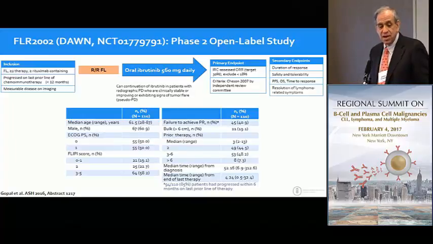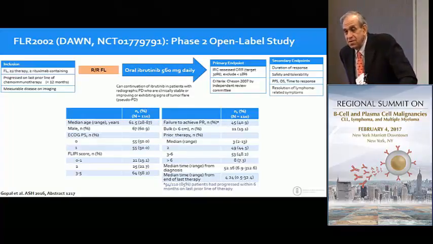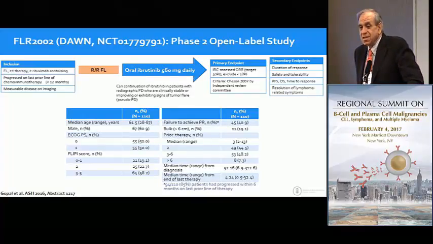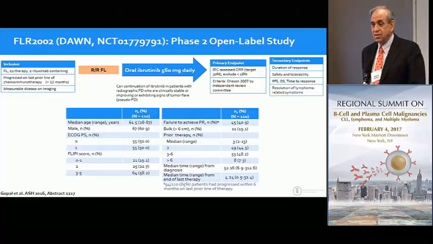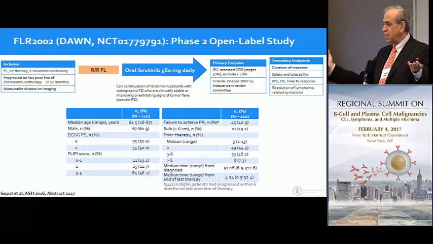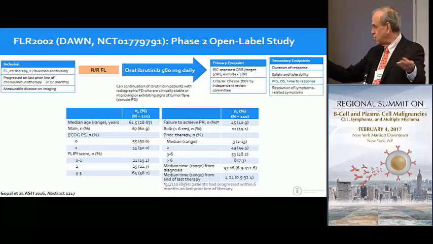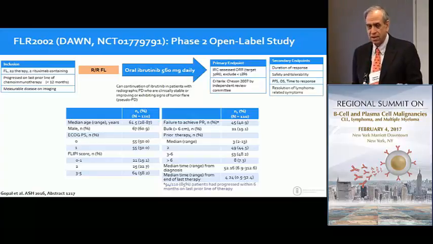Now, at the same time, we actually looked at the role of ibrutinib in follicular lymphoma, right? They're all the same, CLL, follicular lymphoma, marginal, they're all the same. Just give them ibrutinib, right? Well, not really.